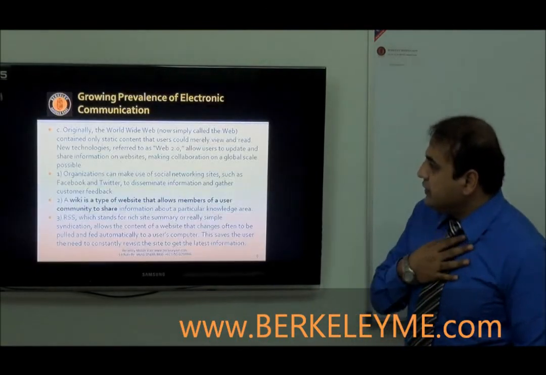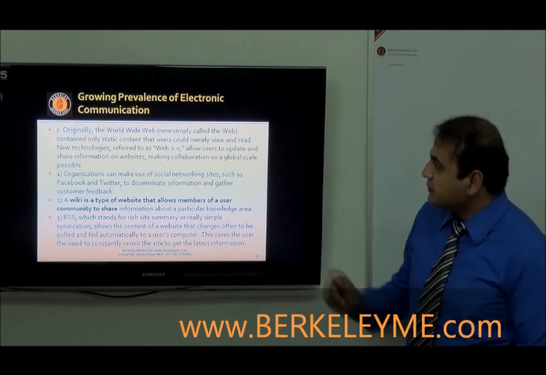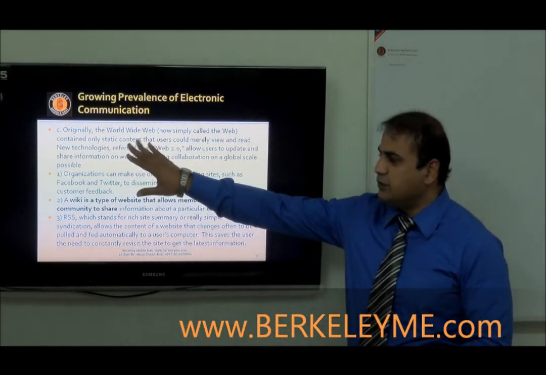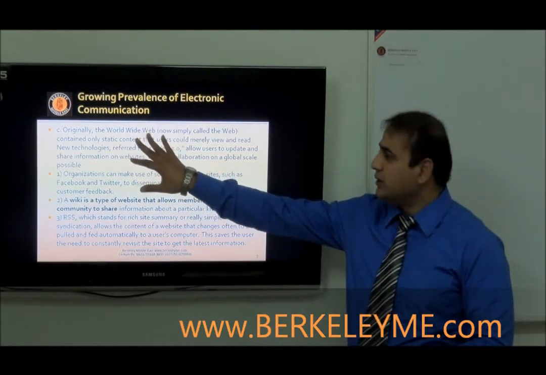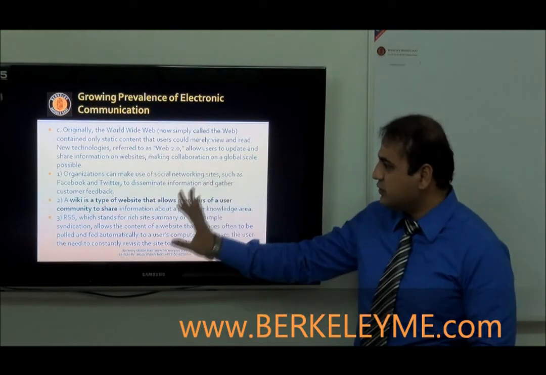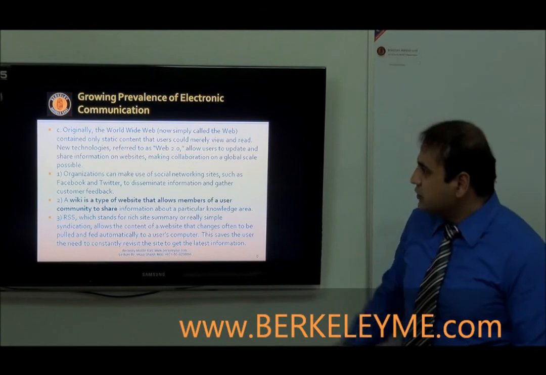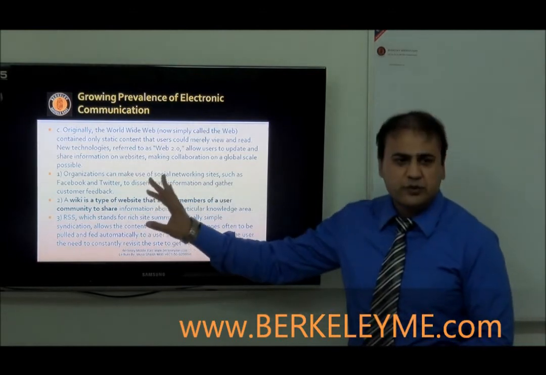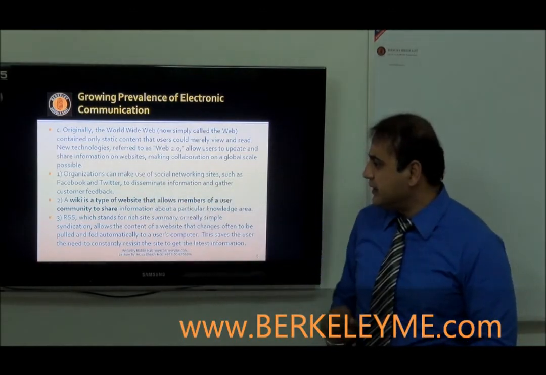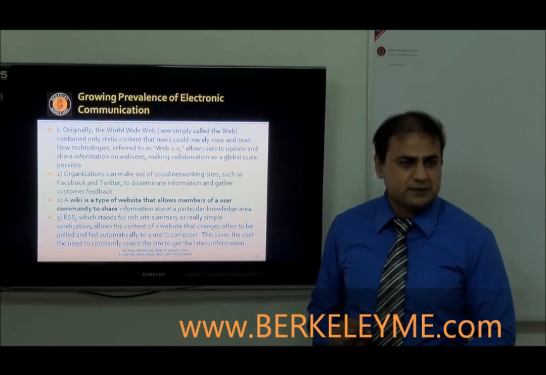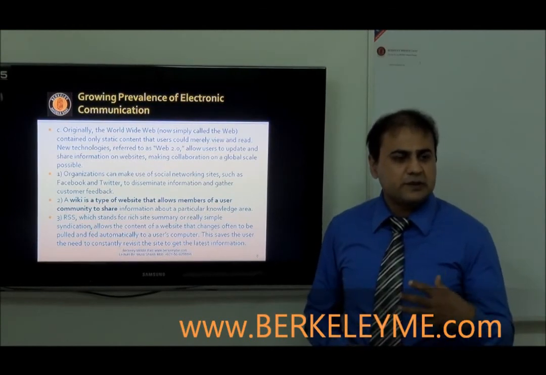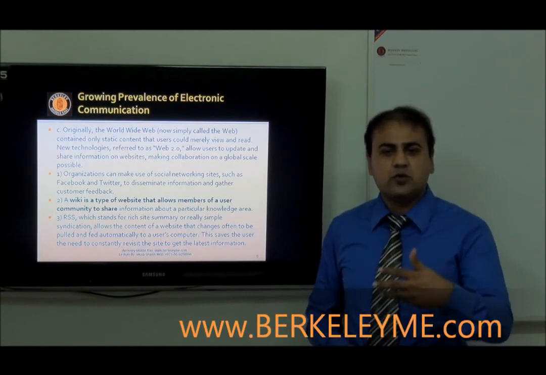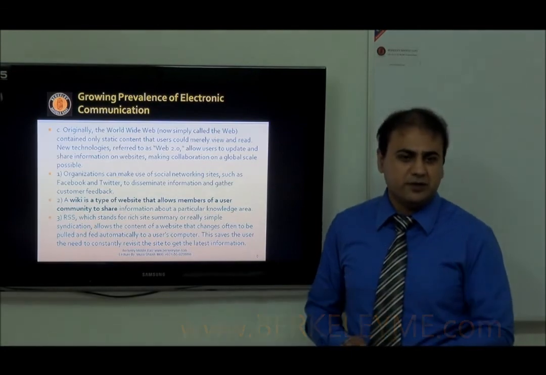Now we will discuss the prevalent electronic commerce things. These are simple reading, like what WWW stands for. This is World Wide Web. URL stands for, so I will not go into that. Now we should see that organizations can make use of social networking sites such as Facebook and Twitter to disseminate information and gather customer feedback. Social now, because every business is coming onto the electronic form, and Facebook and Twitter are becoming very popular as well.